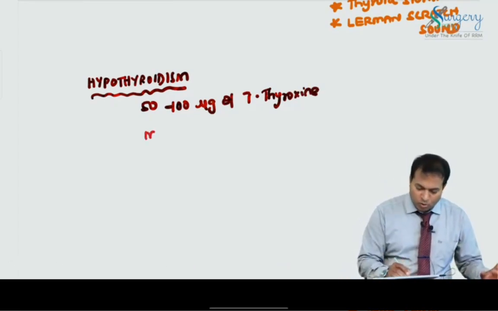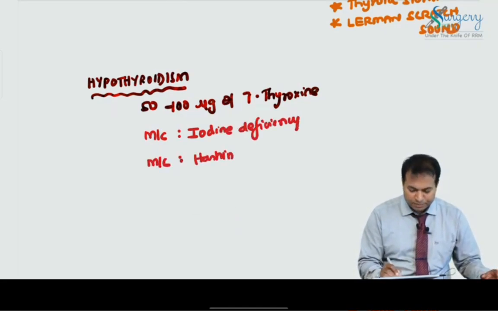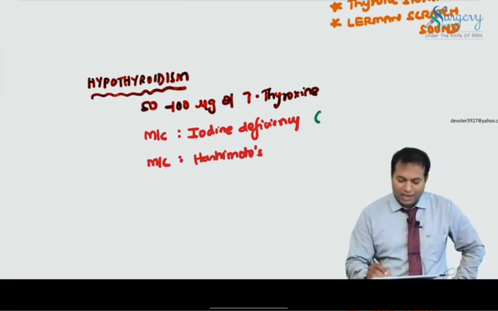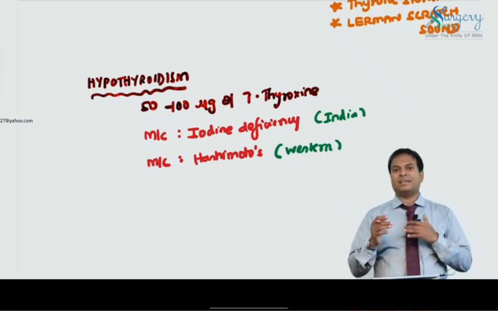I already told you the most common cause is iodine deficiency in India. The most common cause in Western countries is Hashimoto's. So in India it is mostly due to iodine deficiency goiter, and in Western countries it is due to Hashimoto's. Now there is an increasing trend of Hashimoto's even in India.